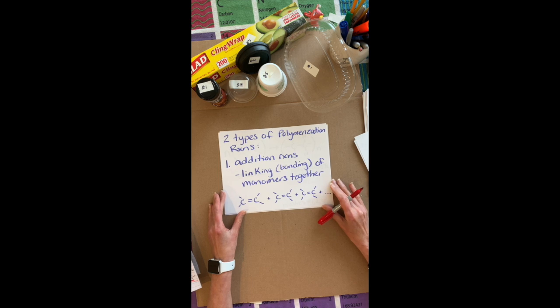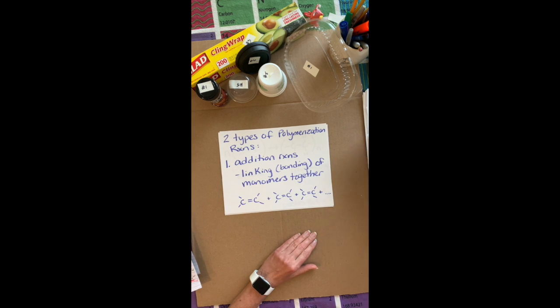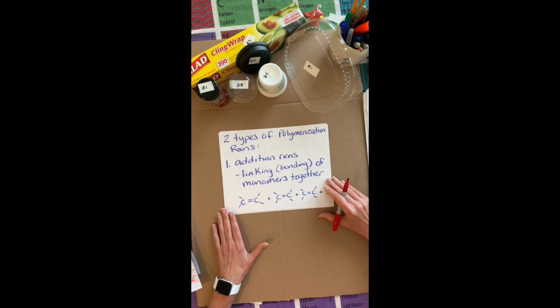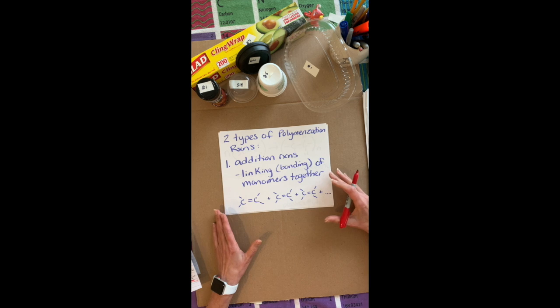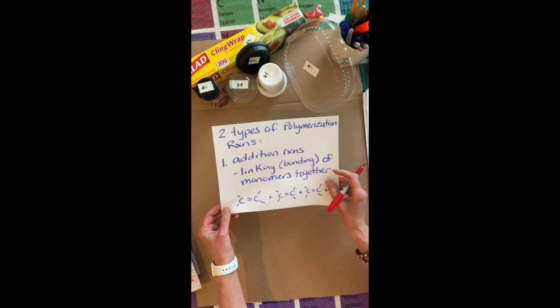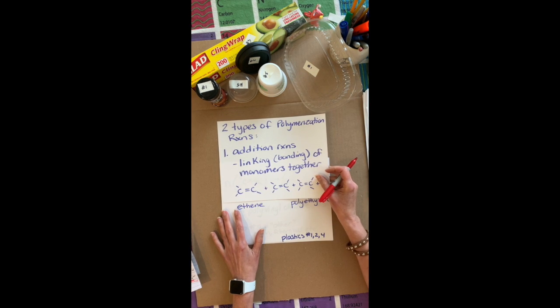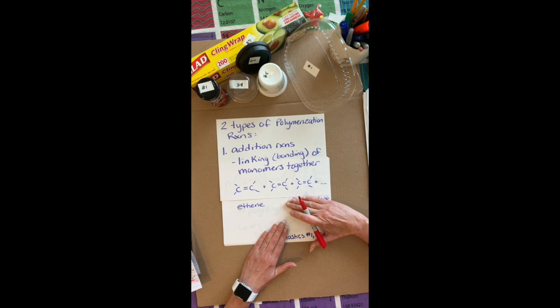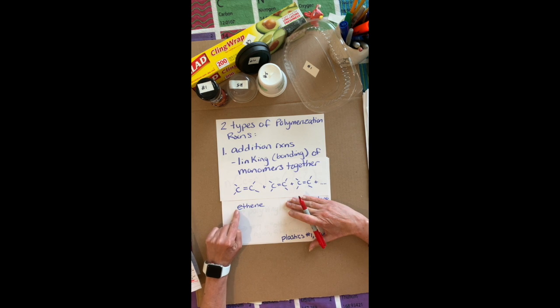Okay, so we're going to look at the first two types of polymerization reactions. The first one is an addition reaction, and this just involves the linking or bonding of monomers together. Now, you will note I've got just three here. Looking at those, this is ethene. If you recall, two carbons with a double bond and four hydrogens. This is ethene, an alkene.